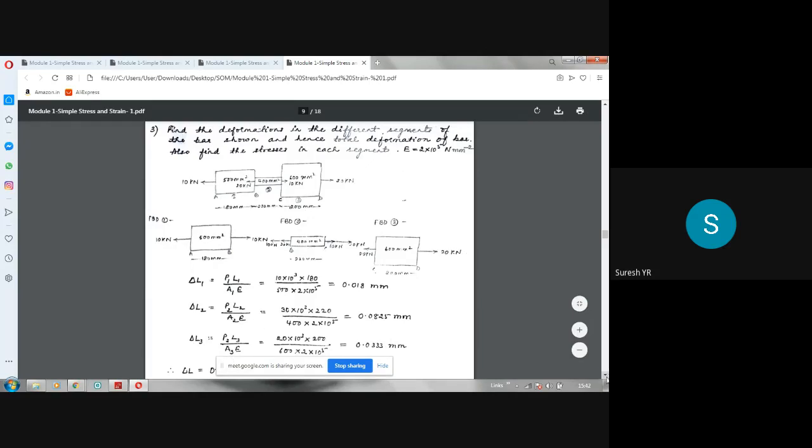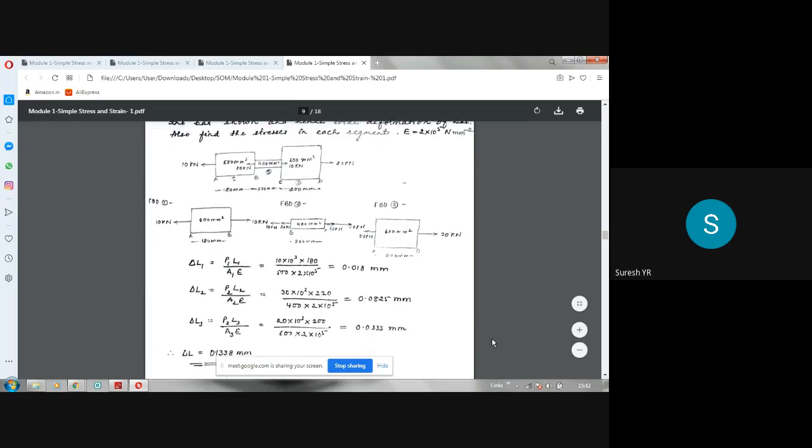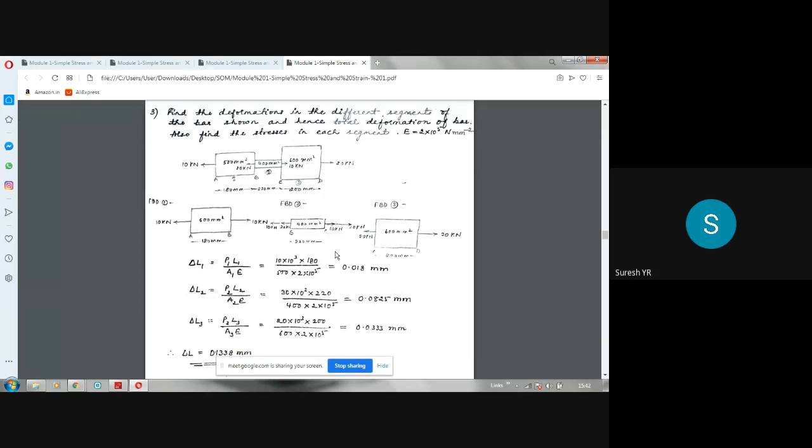That means all the three segments are subjected to elongation only, because the forces acting on all the three segments, you can see that they are all tensile forces. The elongation takes place in all the three. So if you want total deformation, just add them.